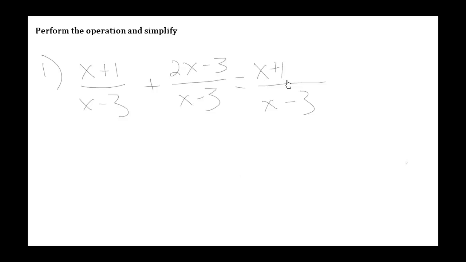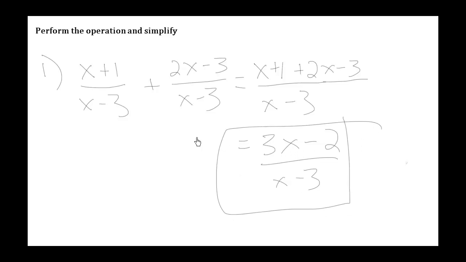Add x plus 1 plus 2x minus 3, and then combine like terms up top. x plus 2x gives me 3x. 1 take away 3 gives me minus 2, over x minus 3. Can I simplify this at all? Nothing to take out of the top, there's nothing to cancel out, and this guy is done. No big deal. Alright, let's try another one.